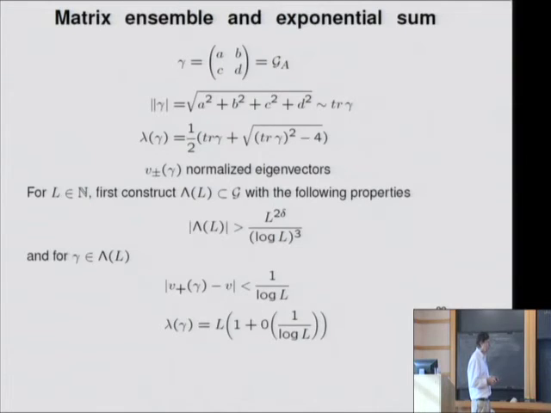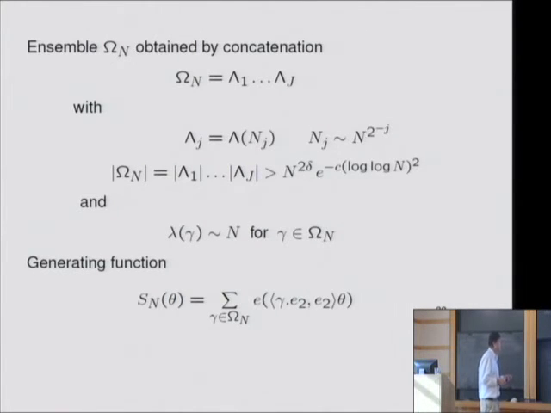Now, what is very important is that this delta here is close to 1. The loss of logarithmic factors is not significant, because anyway, I already deal with a delta which is less than 1, but it has to be close to 1. So we build an ensemble by taking products of these lambda j's, where the lambda sets correspond to L equals n_j, and n_j is chosen to be roughly n to the power 2 to the minus j. The effect is that the size of omega n, the product of the sizes, is basically the largest you can hope for, n to the power 2 delta, up to a little loss I don't care about. The norms are going to be about n.